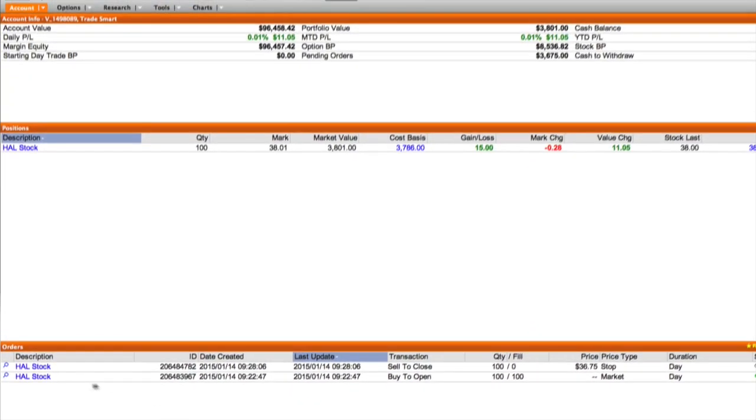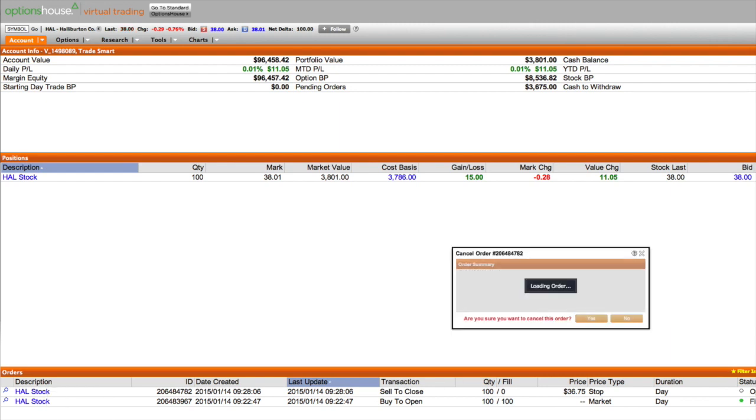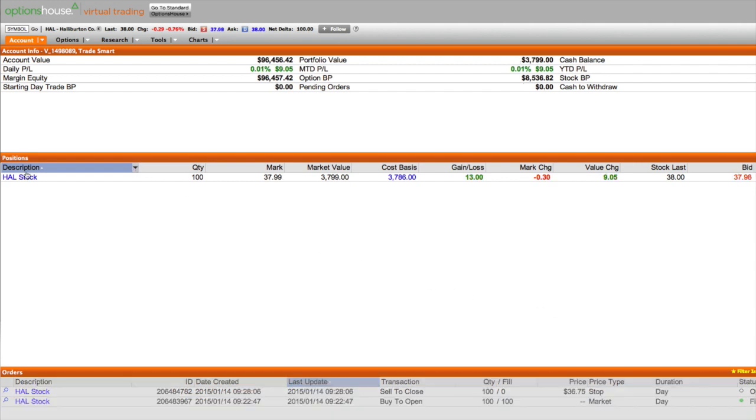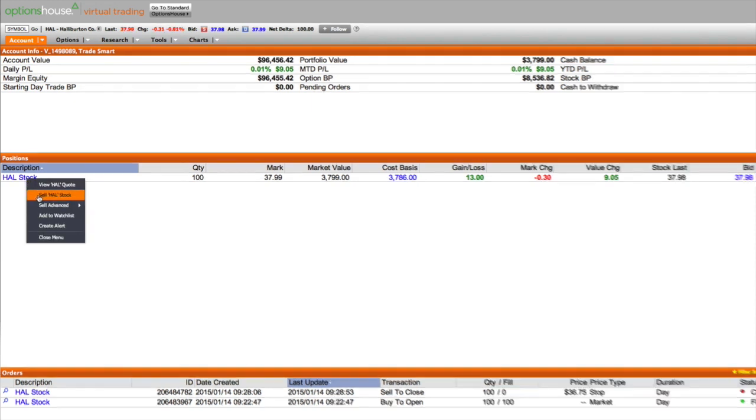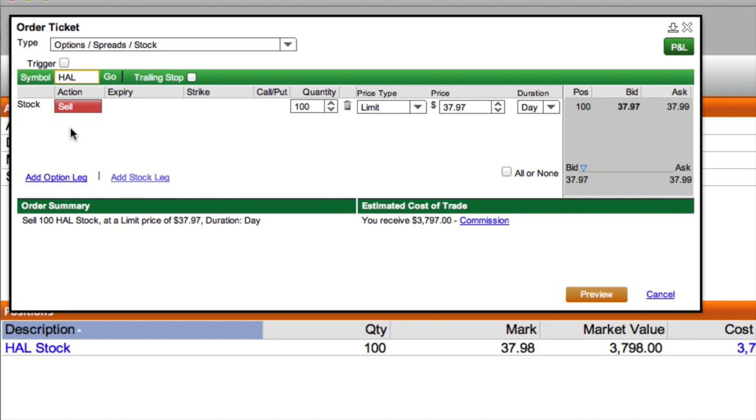Okay, let's walk through a stop limit order, and to do that, I'm going to really quickly get rid of this order. We're just going to cancel it, and so we've just canceled that order. So now let's come back to our Halliburton stock, and let's click on Hal stock, and we're going to sell Hal stock. And again, the order form has been populated. We're going to sell it. The quantity is 100. The price type, now instead of selecting stop, we're going to select stop limit.